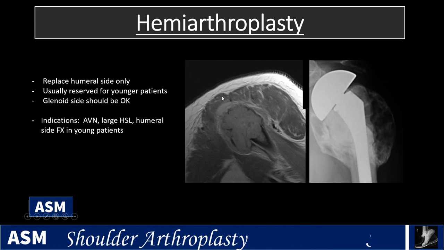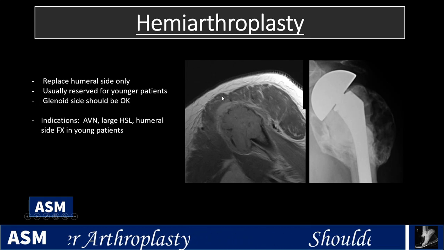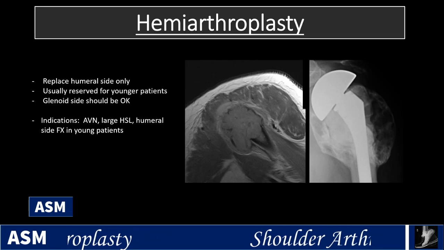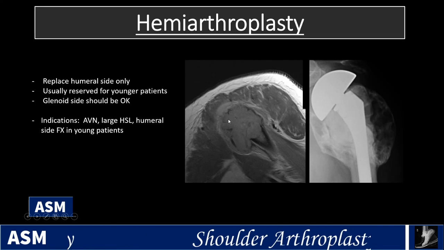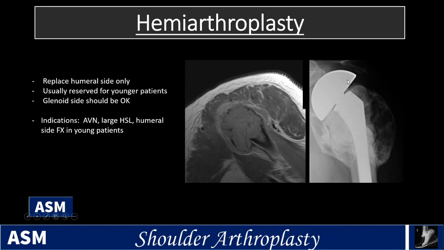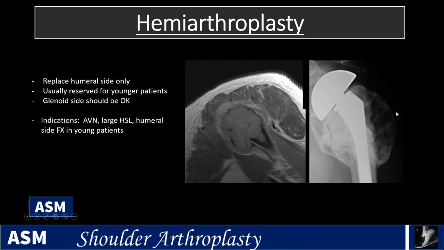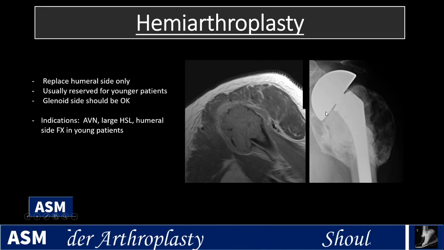Here's another hemiarthroplasty, another potential indication. This patient had multiple myeloma with a neoplasm near the shoulder, and they elected to do a hemiarthroplasty. You can see some healing over time of that lesion.